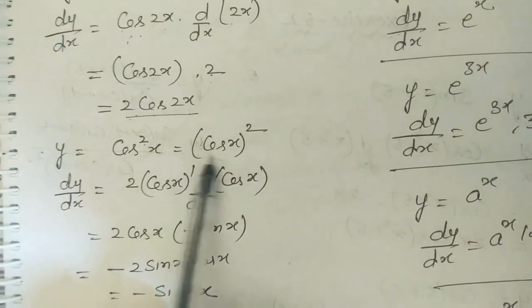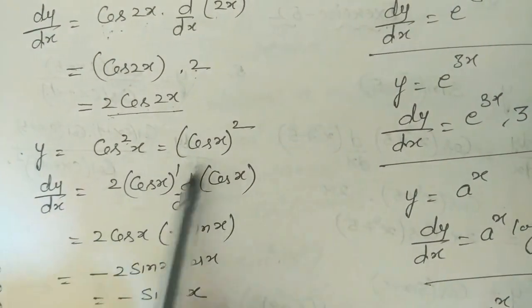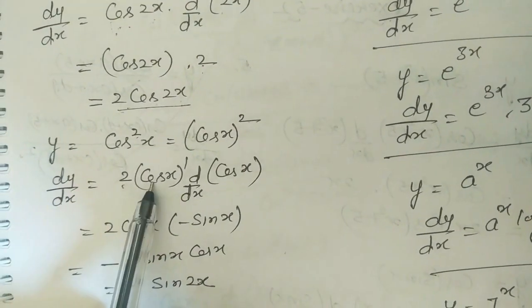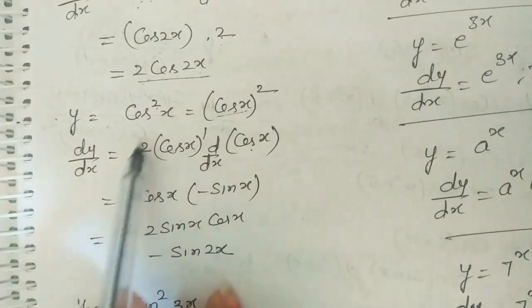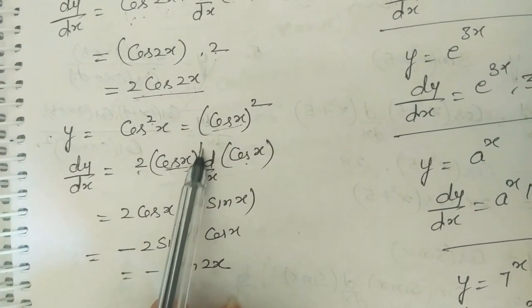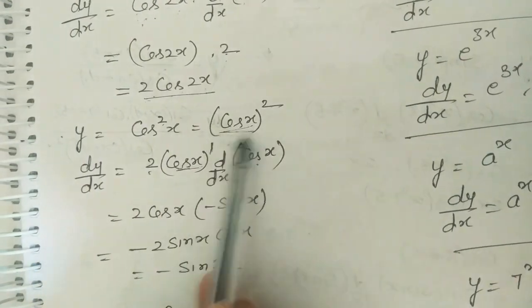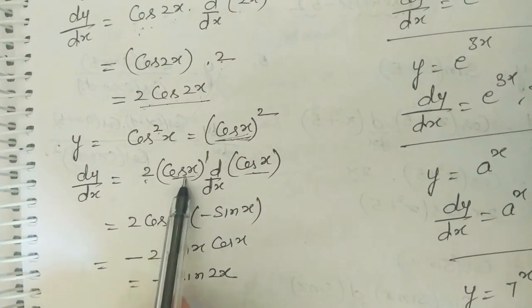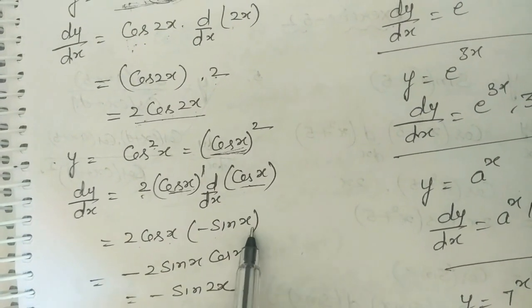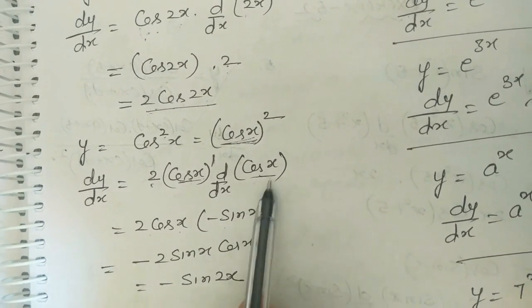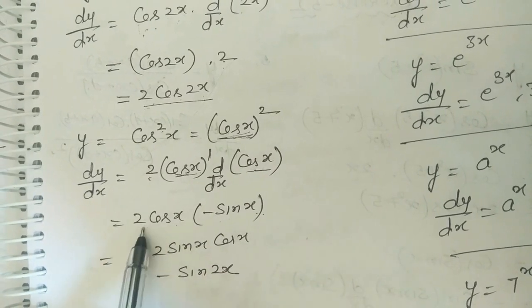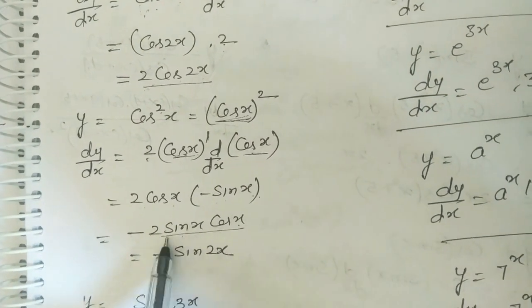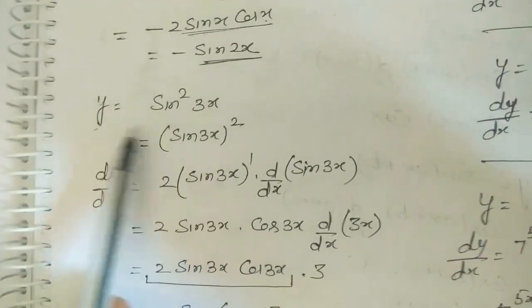Now one more related question: cos square x, which we can write as (cos x) whole square. What is the derivative of this? 2 into cos x raised to power 1 into the derivative of cos x. The power comes in front, the function power is 2 minus 1, reduced by one, into the derivative of cos x. So what will come? 2 cos x. We know the derivative of cos x is minus sin x. So it will be plus into minus: minus 2 sin x cos x. And what is the formula of 2 sin x cos x? Sin 2x.